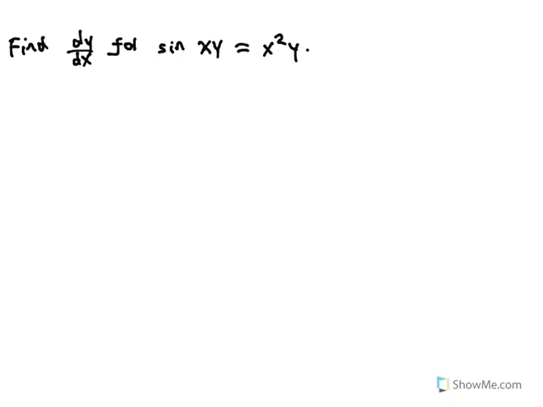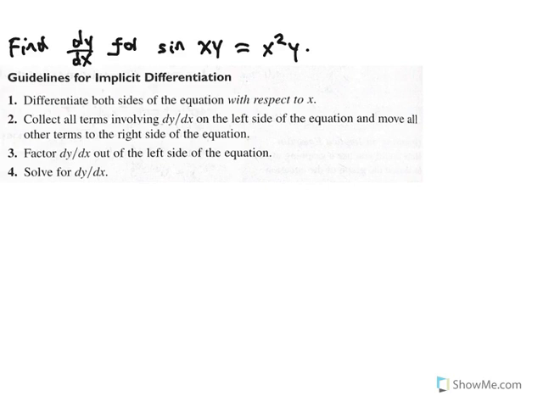So our next example is this. Find dy/dx for sine of xy is equal to x squared y. And again, we will recognize that this is an implicit relation, and you may not even be able to solve for y explicitly. It doesn't seem like we can. We're going to find dy/dx by using implicit differentiation.